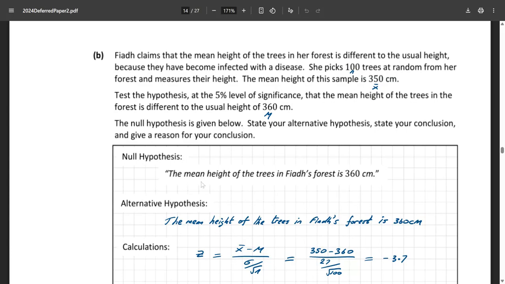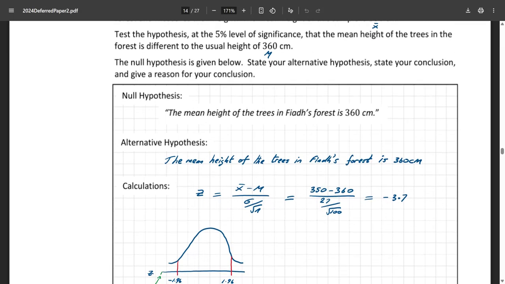Okay, let's read this carefully. I think I might have made a typo there. So the null hypothesis is that the mean height of the trees is 360. The alternative obviously is that the mean height of the trees is not 360. So just correct that there, that's a typo. Okay, so the calculation.